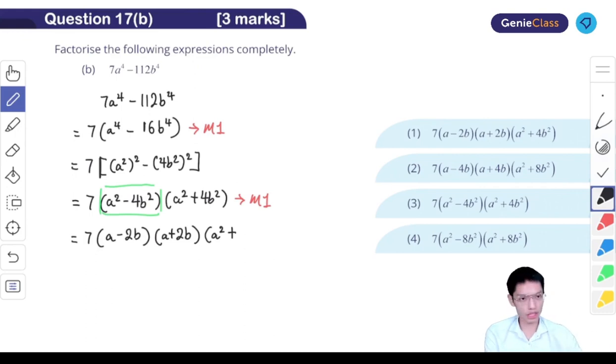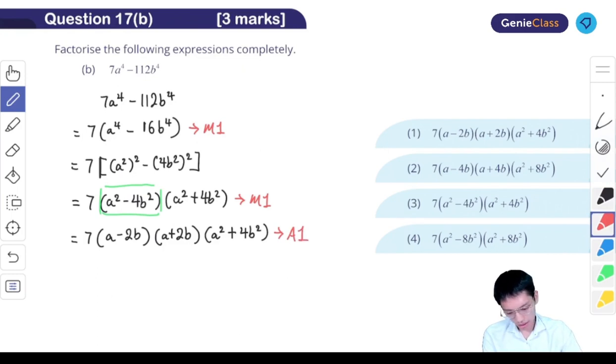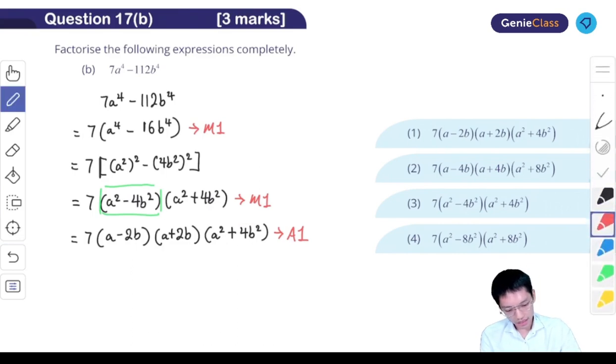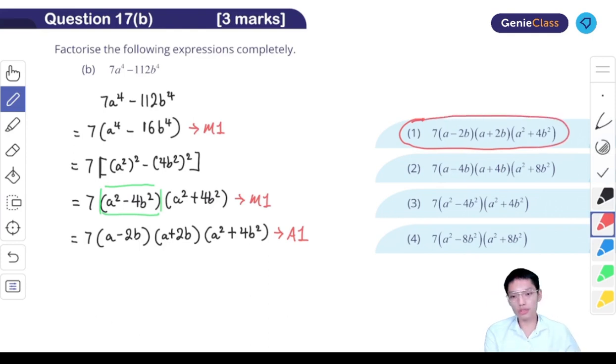Factorize your a plus b square, a minus b square, a square minus b square. Particular concepts can be used as much as possible until we cannot use them anymore. Take note, this is plus, not minus, so we stop it here. And this is your final answer. So take note of the notions over here.